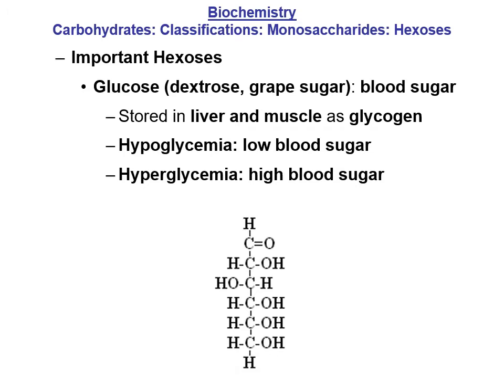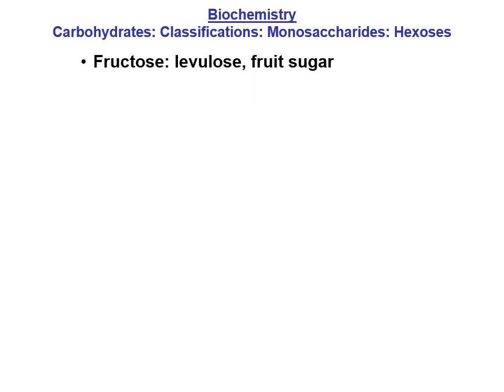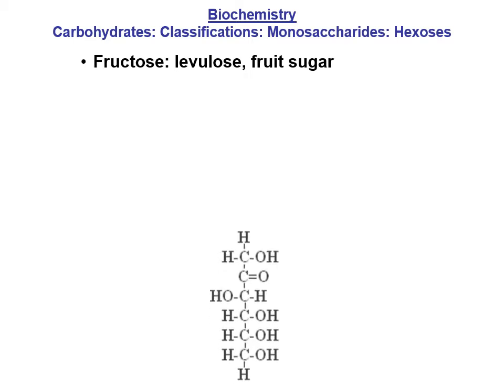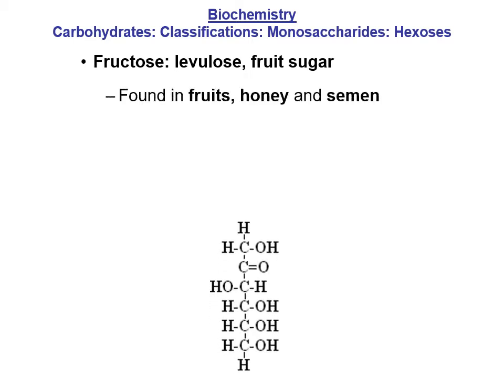The other important hexose we look at is fructose. Fructose is also called levulose or fruit sugar. So this is the sugar that you would find in most fruits. It is found in fruits, honey, and semen. It's actually the energy source for semen, so it can swim. It is also the sweetest sugar. If you've ever heard of high fructose corn syrup, well, it's just fructose that they get out of corn. It's very cheap and very sweet, and that's why it's used as a sweetener in a lot of foods. So those are the two main monosaccharides we look at: glucose and fructose, blood sugar and fruit sugar.